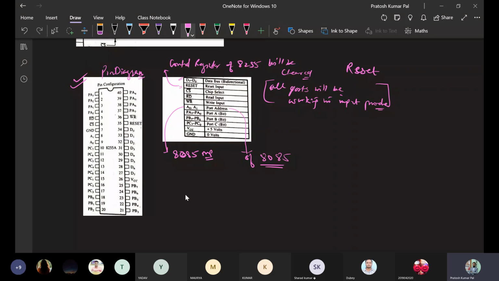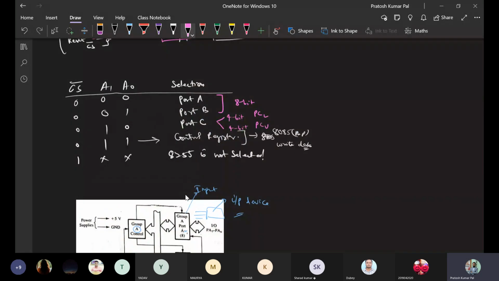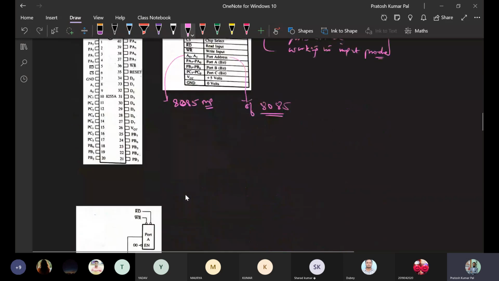So at what port address a particular device should be connected is decided by A0 and A1. Once we have fixed A0 and A1, if A0 and A1 are 00, at that time port A will be selected. So when the microprocessor is going to communicate with port A of 8255, then what it does is its port address, and this is 2 up to 7.